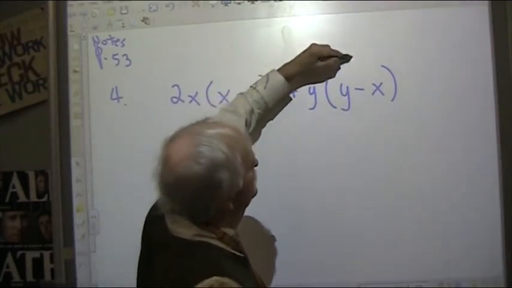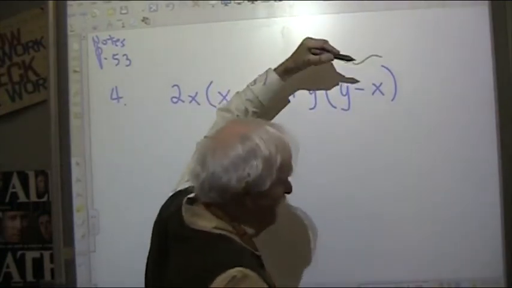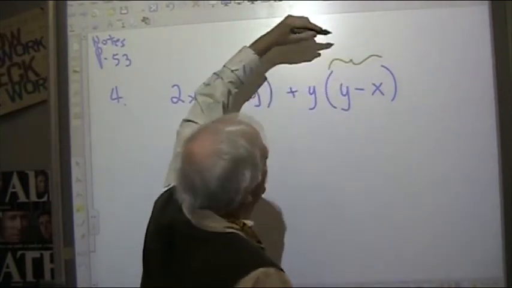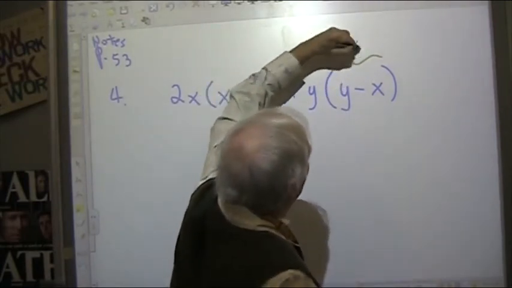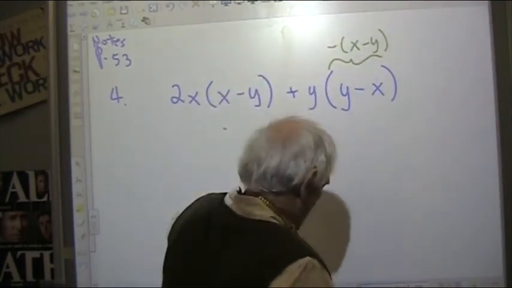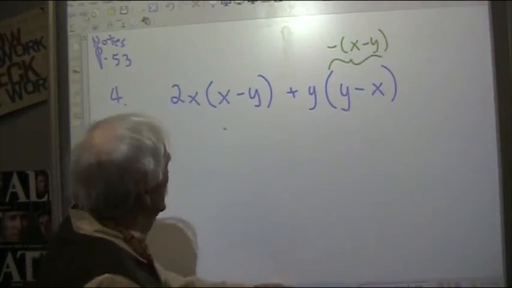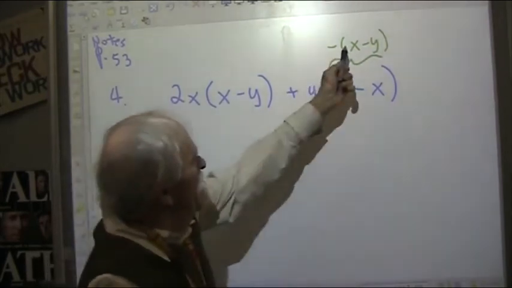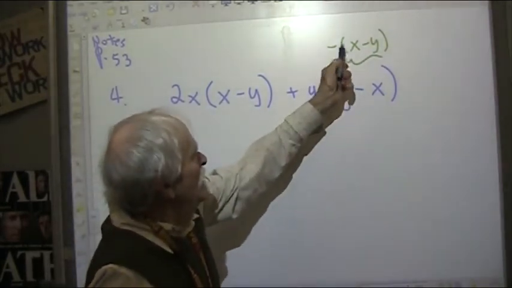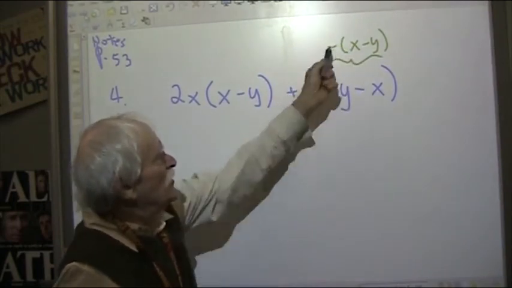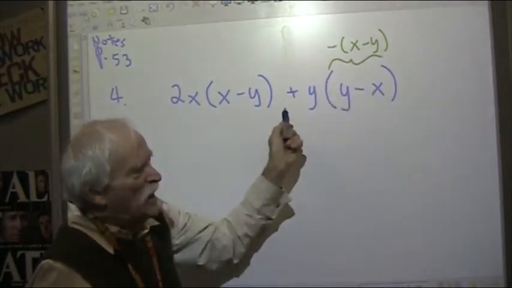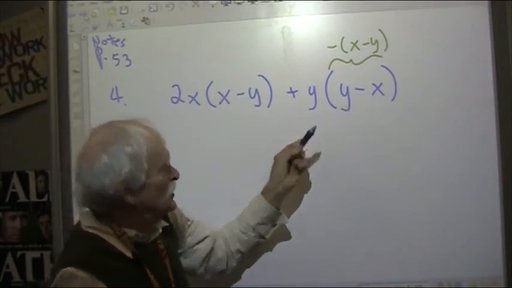Minus the quantity x minus y. Okay? So minus the quantity x minus y. All right? And so now, ladies, what does that minus in front do to the plus that's already in front of that grouping? It makes it a minus. It turns it into a minus.